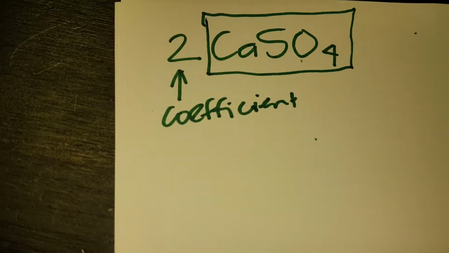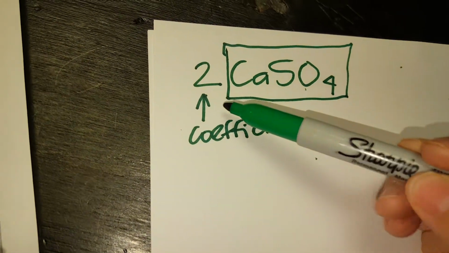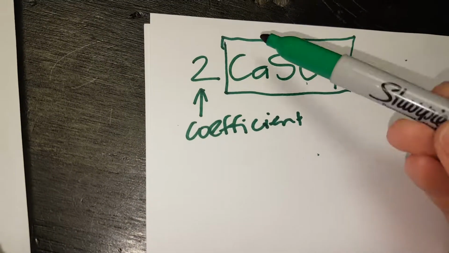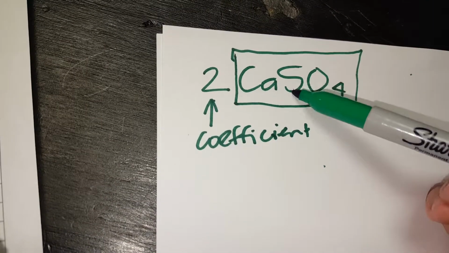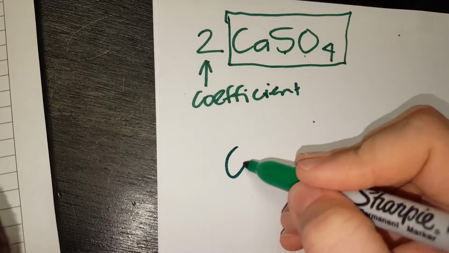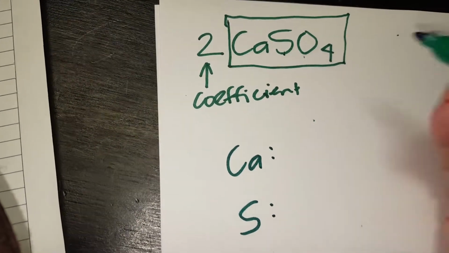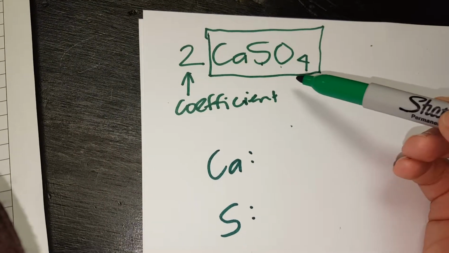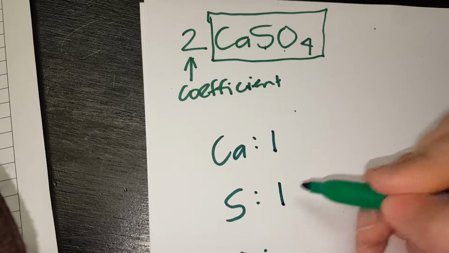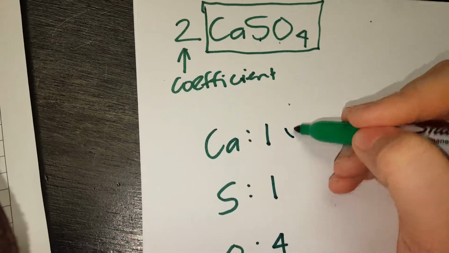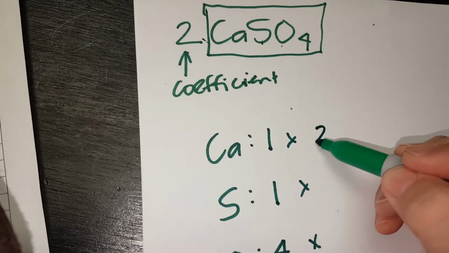Thank you. Okay. And the process for the rest of it is going to be the same. The coefficient tells me that I have 2 sets of everything inside the box, and all I'm going to do is multiply this coefficient by everything on the inside. So the first step is to go ahead and list your elements just like we did before. And I'm going to count how many atoms I have of each element inside the box. For calcium, I have 1. Sulfur, I have 1. Oxygen, I have 4. And then I'm going to multiply each one by the coefficient of 2.